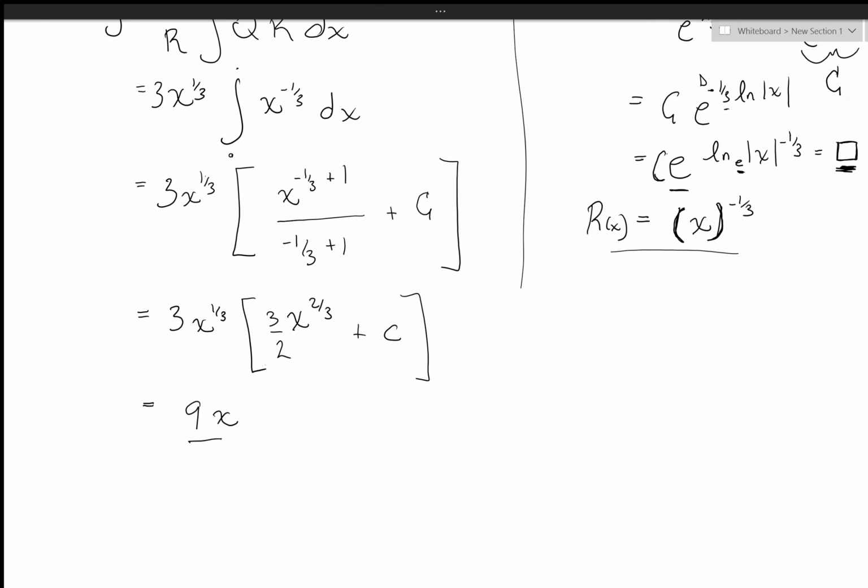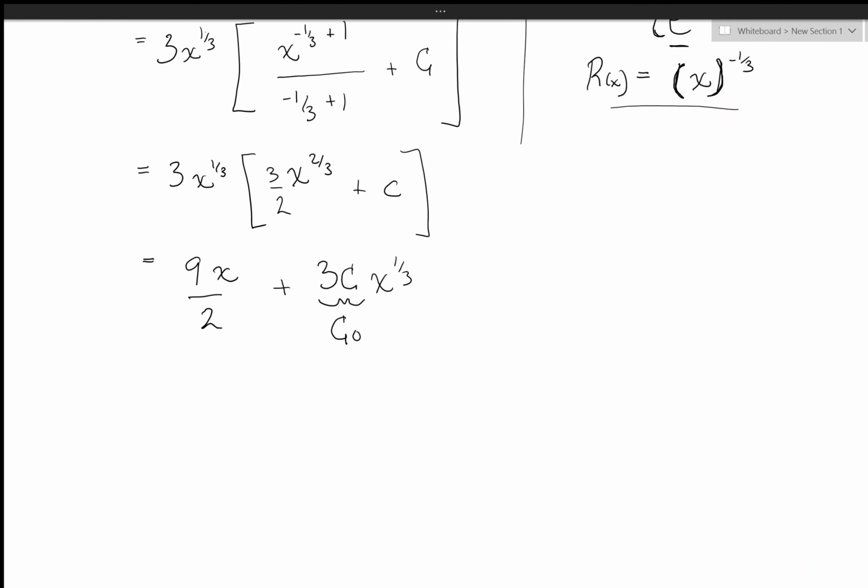And now we have the 2. And then the c just gets multiplied. So it becomes 3c, right? X to the 1/3. This can just be another constant. We could just call this c naught if we like. So in summary, it becomes 9 over 2 x plus c naught x to the 1/3. Okay? And that's what y equals. So this becomes our solution to that differential equation.